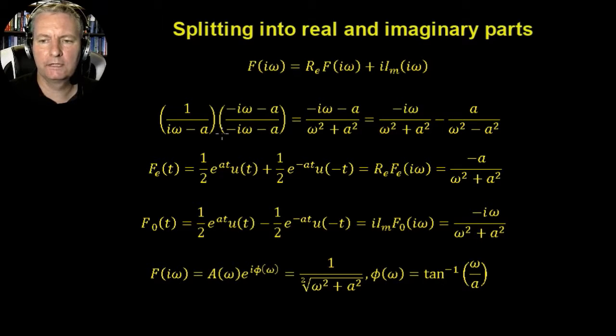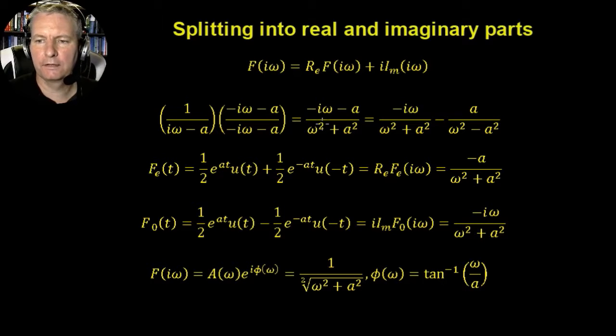So what we can do is take our function there, which is 1 upon i omega minus a. That's a complex function, and if we multiply it top and bottom by the complex conjugate, so the i omega becomes minus i omega, then we've got this line here: minus i omega minus a, all upon omega squared plus a squared. Now I suggest you work through these and convince yourself that you get this bottom line here.